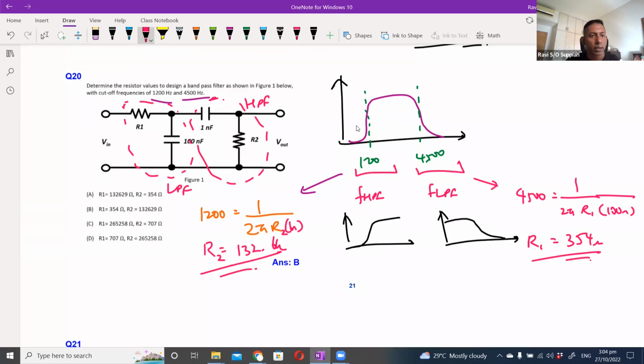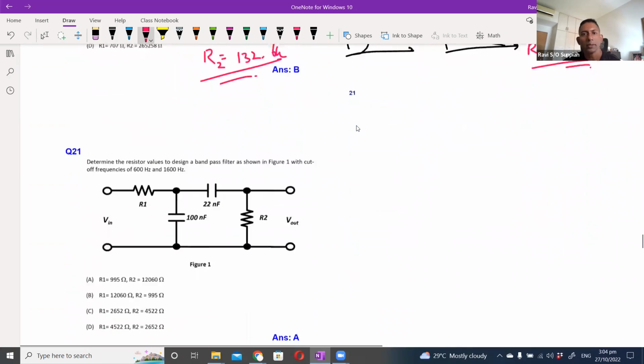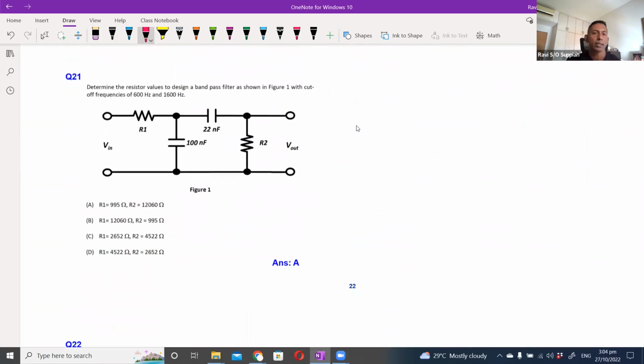Okay, so that's how you get the answer here for B. It's the same formula, as long as you know which one is R and C for low pass and high pass. This is the exact same question, just with different numbers. This is your low pass filter, and this is your high pass filter. We just apply the same formulas.